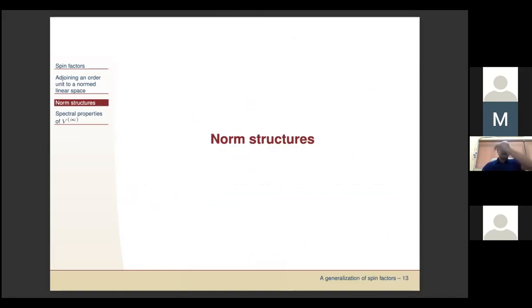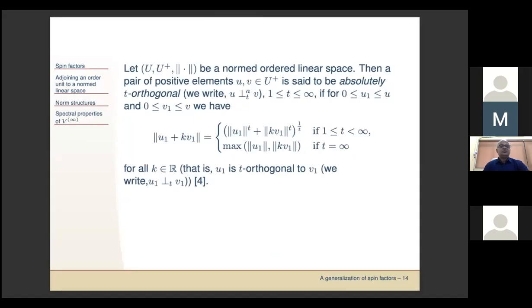Now let's quickly come to norm structure. So to define a norm structure, we need to recall few notations. Take U plus and with some norm to be norm ordered linear space. We need order structure as well as the norm structure. They need not be related in the beginning, but at the end we would like them to be related.